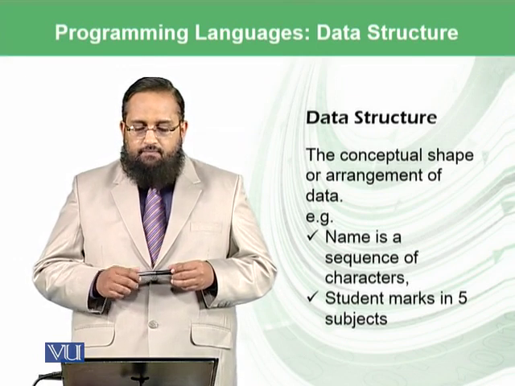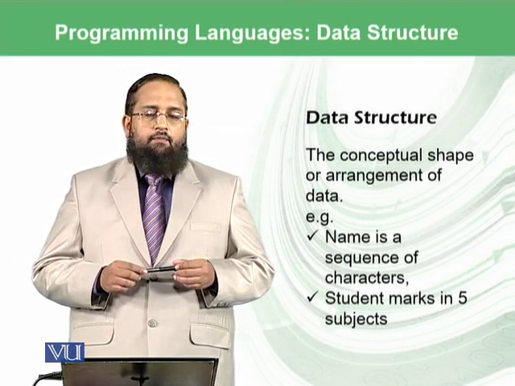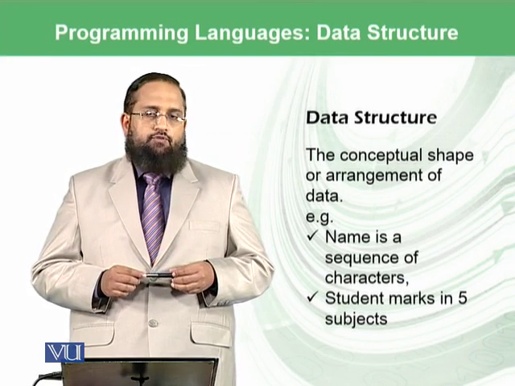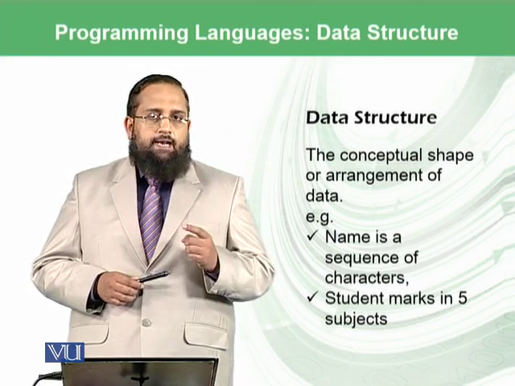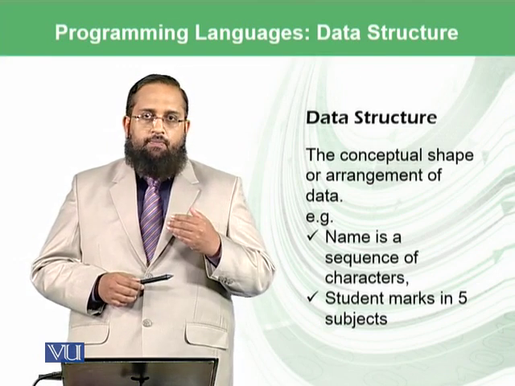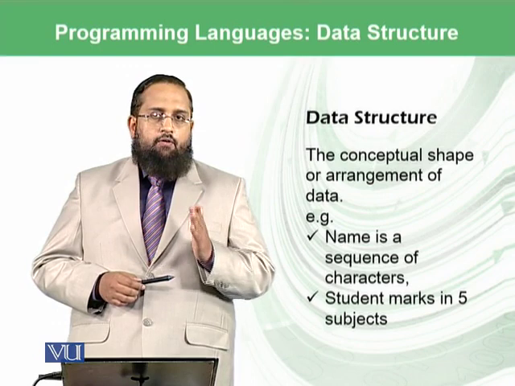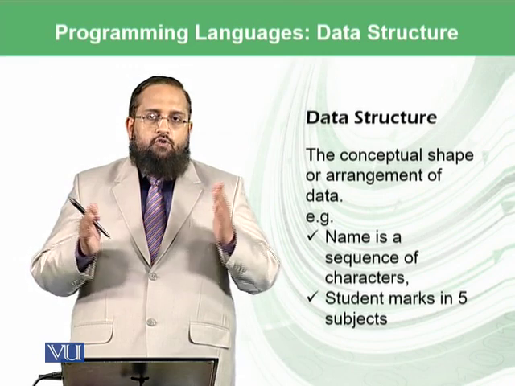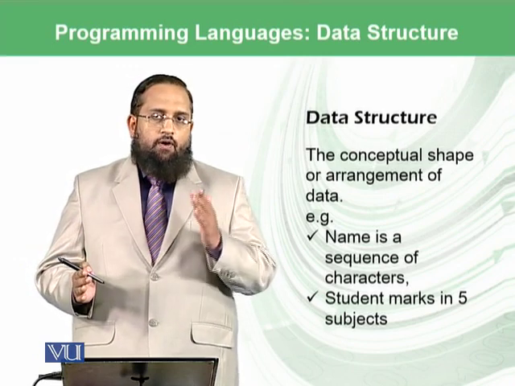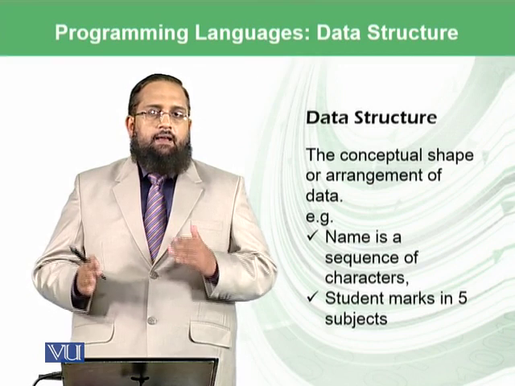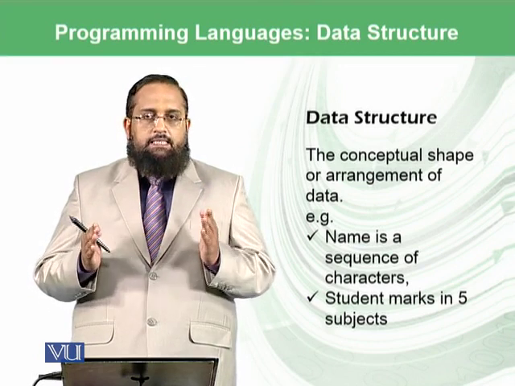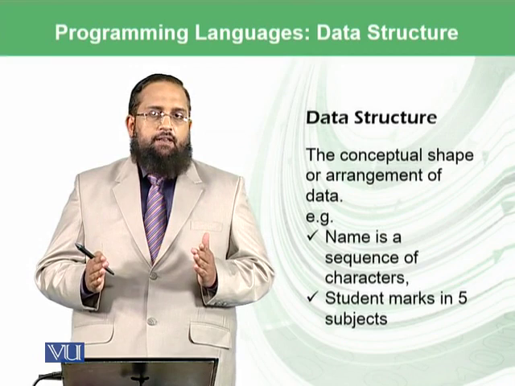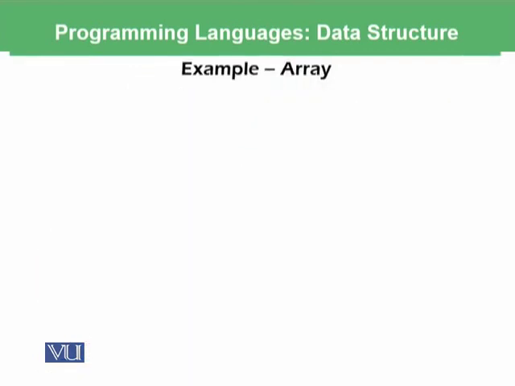And then, for example, you want to store the marks of 5 students. So you have one data type of, for example, float. But one float data type will not be sufficient to store the marks of 5 subjects of a student. So we need an organization or conceptual shape in such a scenario to store the data. In both of these examples, we need to use an array.